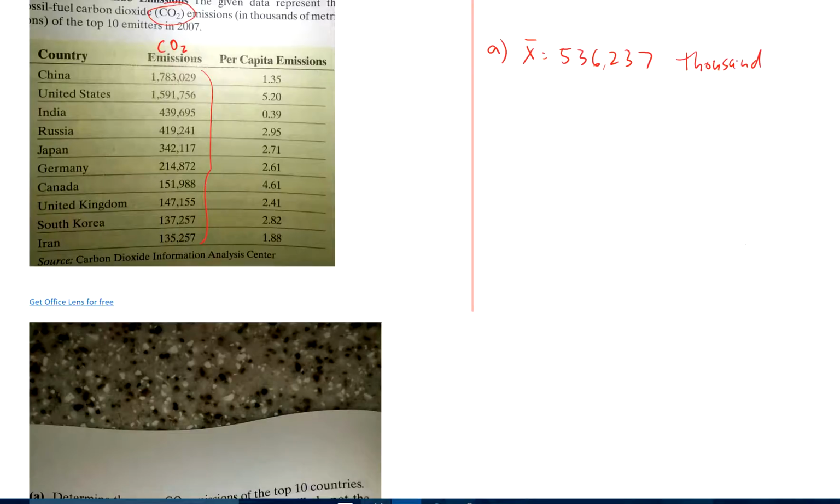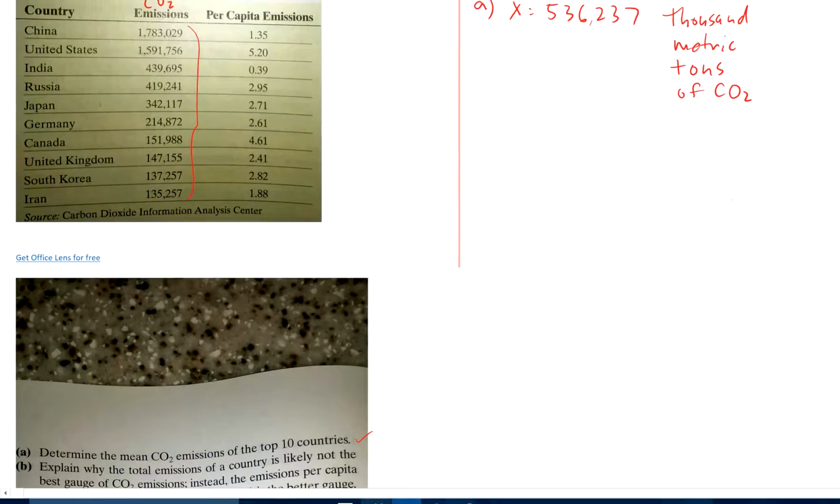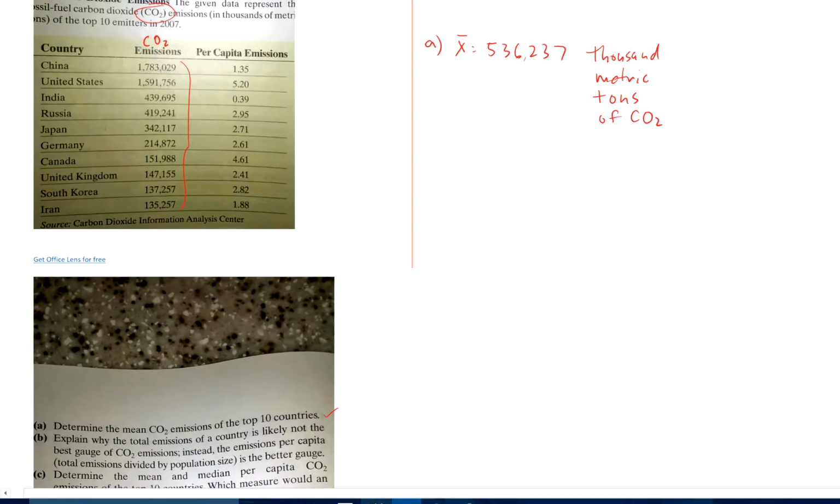It's important that you get the units right. 1,000 metric tons of CO2. Okay. So that's the average. So that's the average metric ton. So there we go there. Oops. Got you off the screen there. Let me make it a little bit smaller.